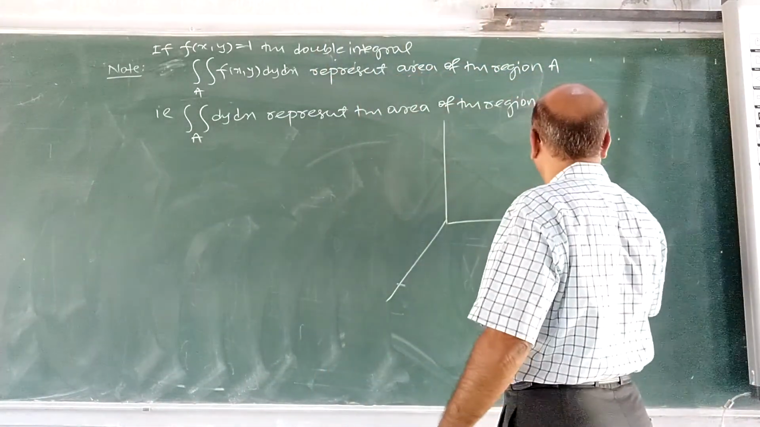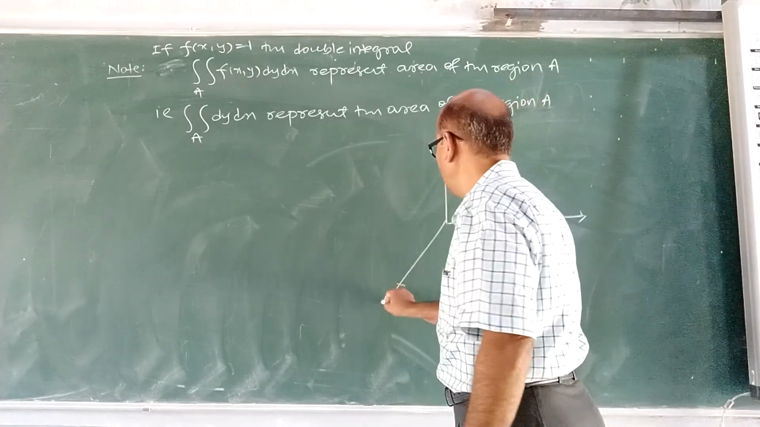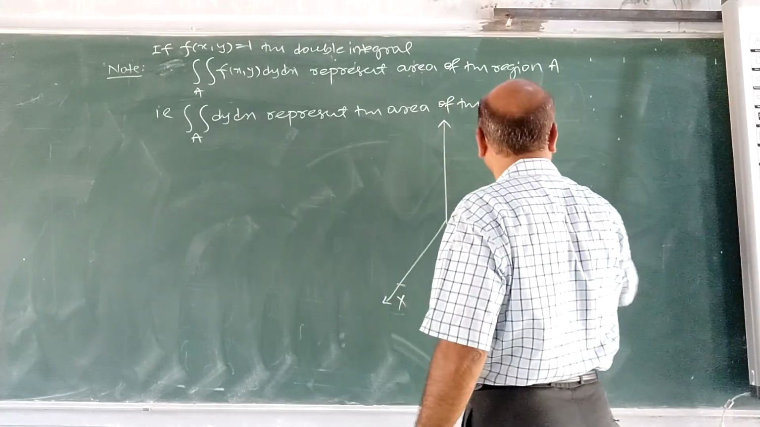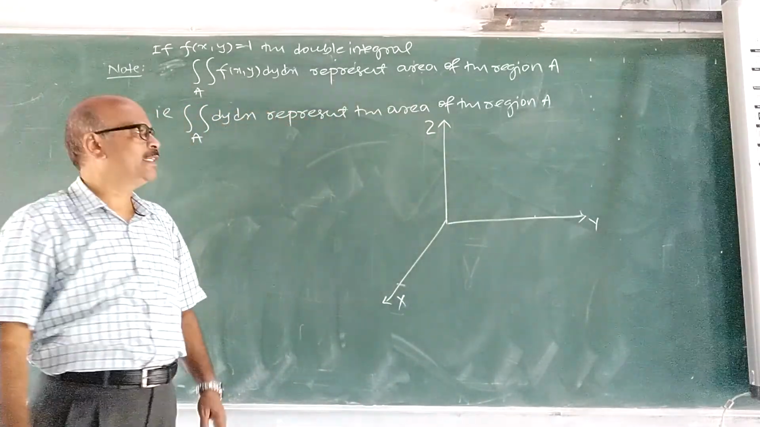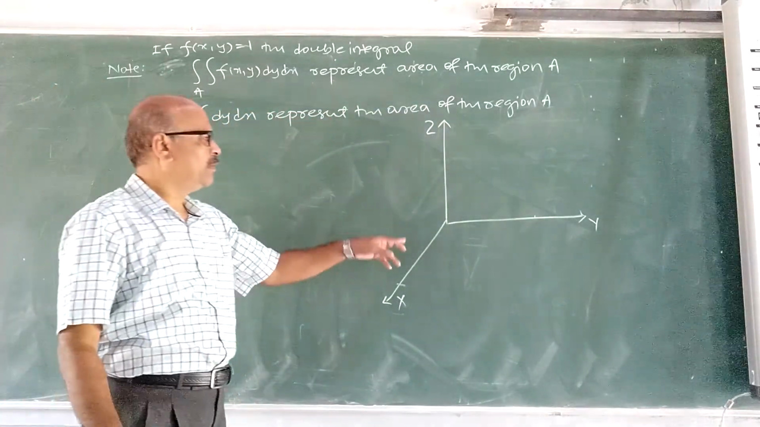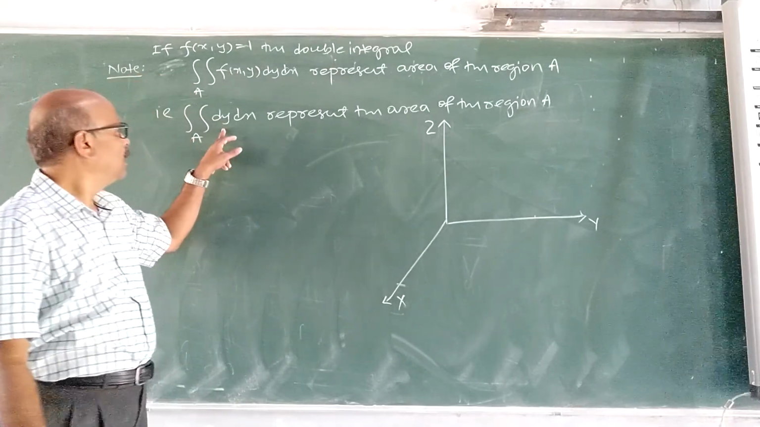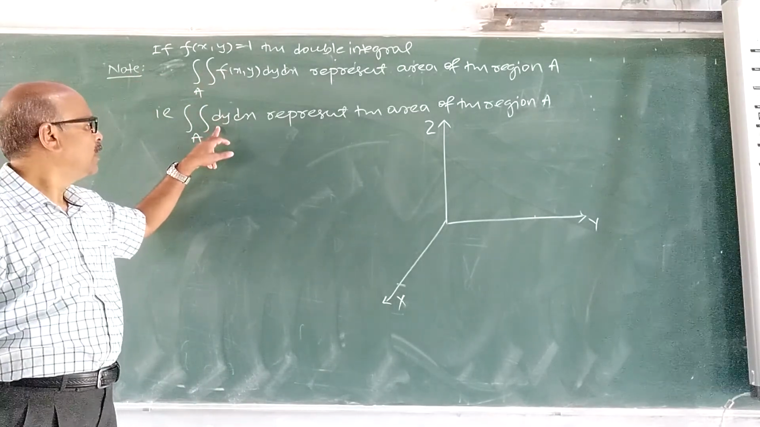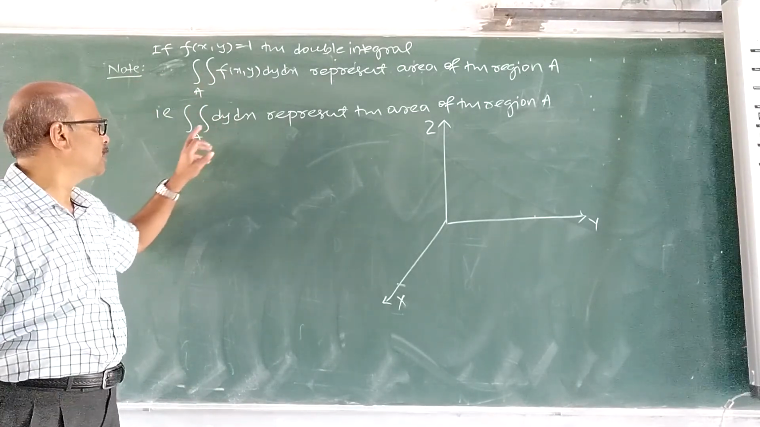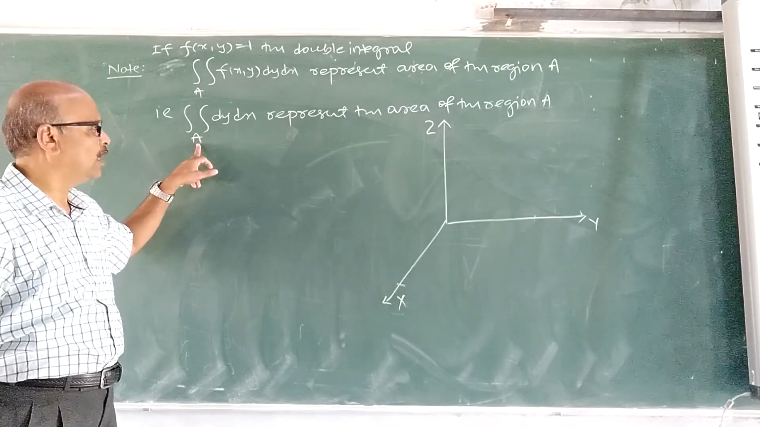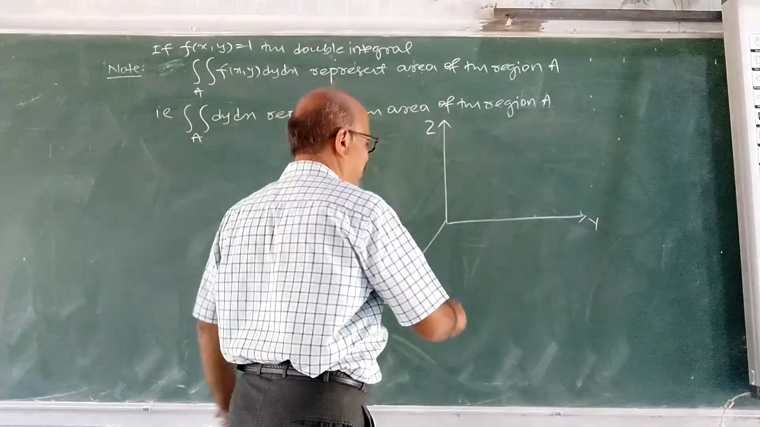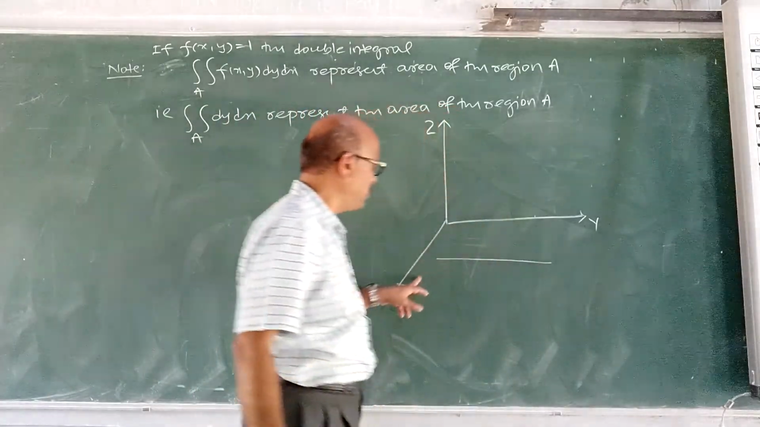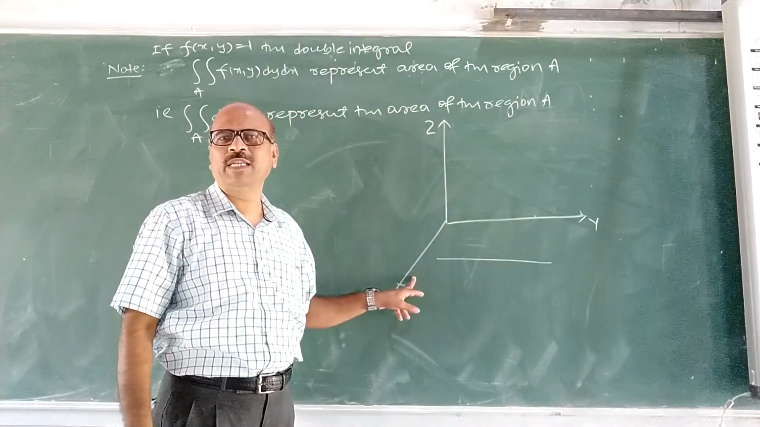Consider this coordinate axis. You have studied the three-dimensional Cartesian coordinate axis, x, y, z axis. I explain: if f of x, y is 1, then the double integral dy dx over this region A represents only area, because this is the xy plane. Correct?